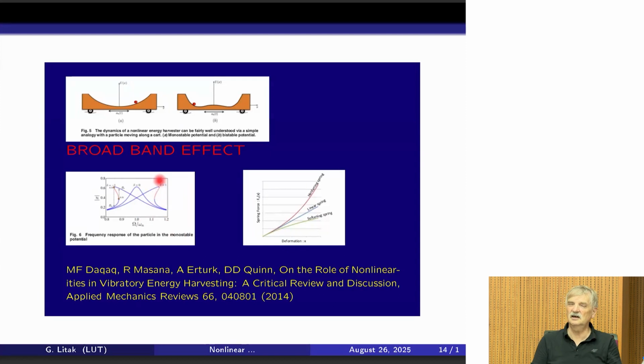So there would be some hysteretic effect with this sweeping. This is a dynamic hysteresis. It's called dynamic hysteresis for nonlinear resonance. So it is also present in nonlinear systems. This was discussed in this paper.